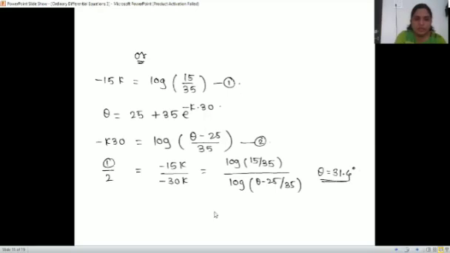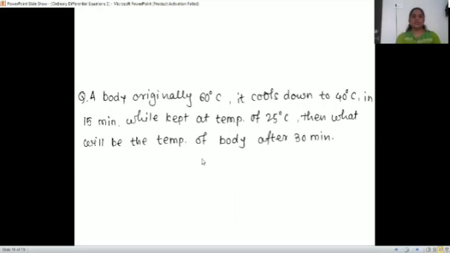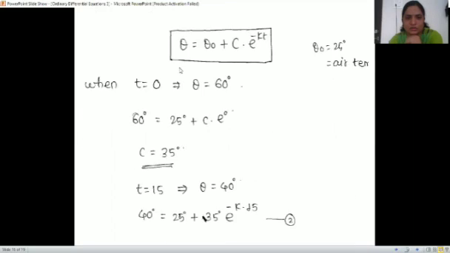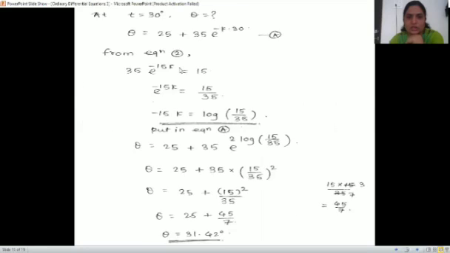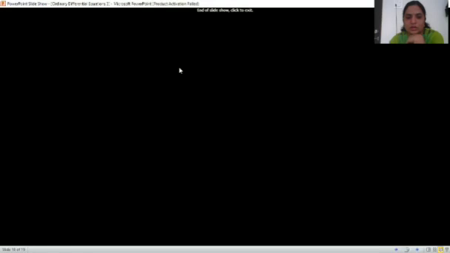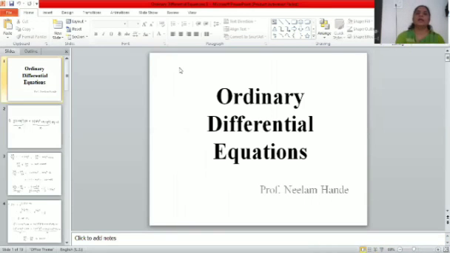But there is another method, that minus 15k, we can directly solve that. Okay, this is optional. Next is a body originally at 60 degrees, it cools to 40 degrees in 15 minutes while kept in room temperature of 25. Same question, yes, it is a similar one. Okay, here ODE ends.